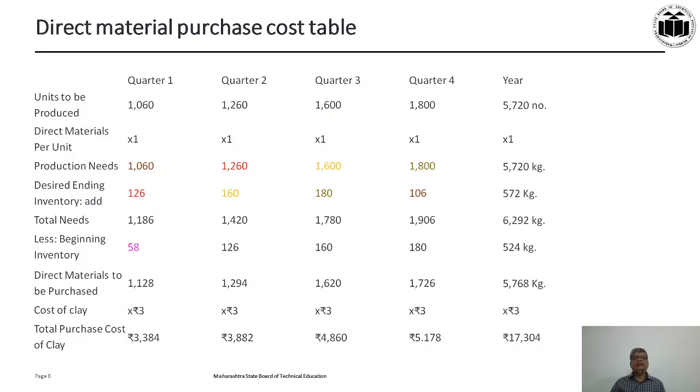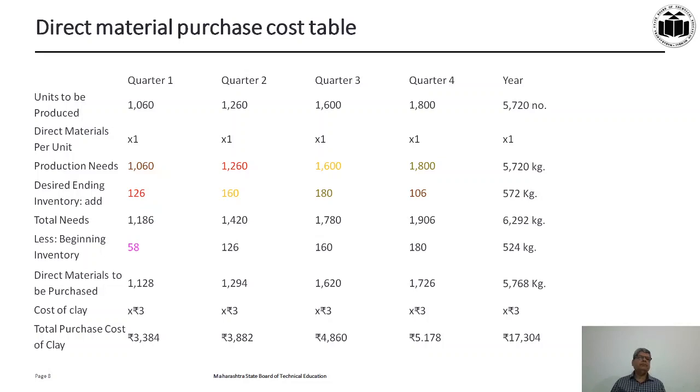So the total need will be, you add 1060 to 126, it will be 1186; 1260 plus 160, 1420. Similarly, you add for quarter 3 and quarter 4. So at the end it is 6292 kg for the year.